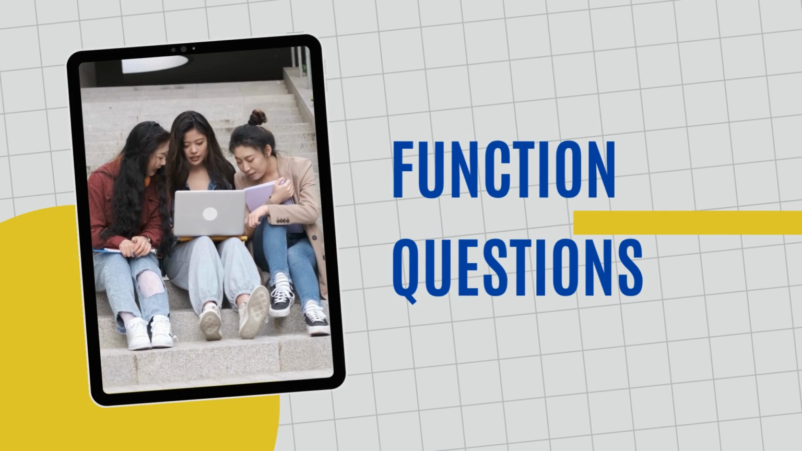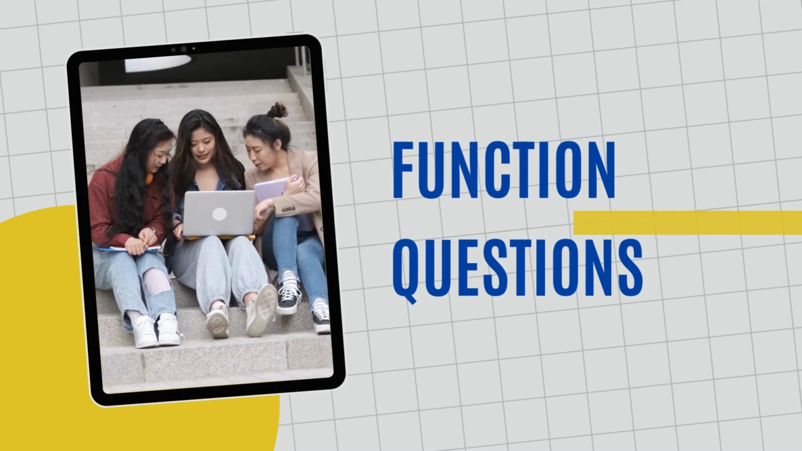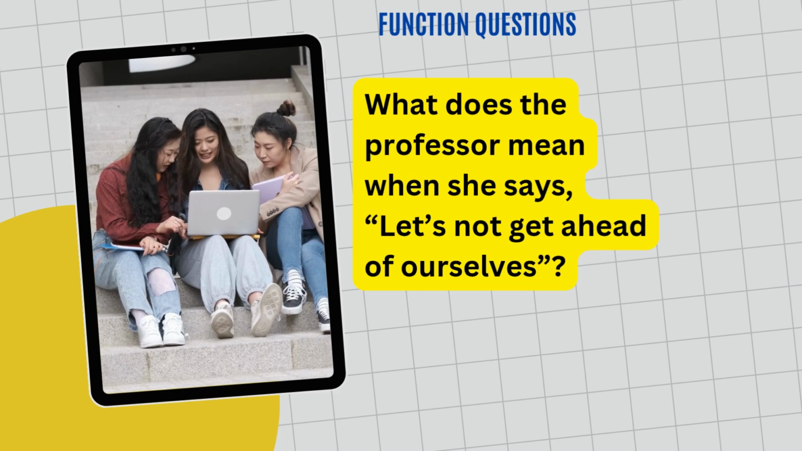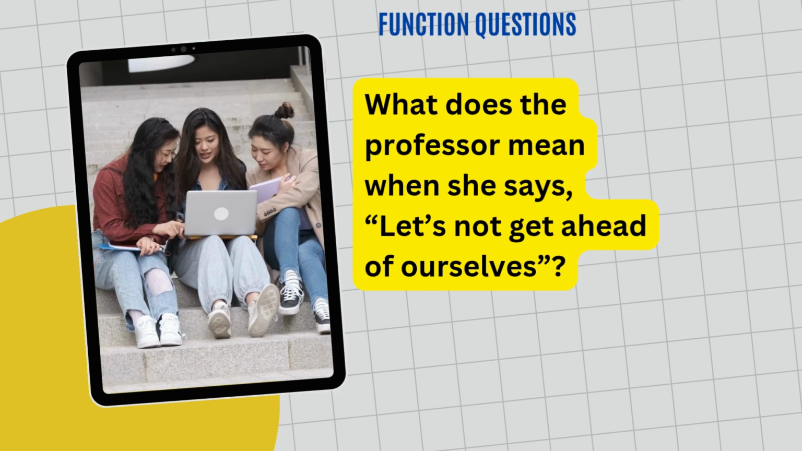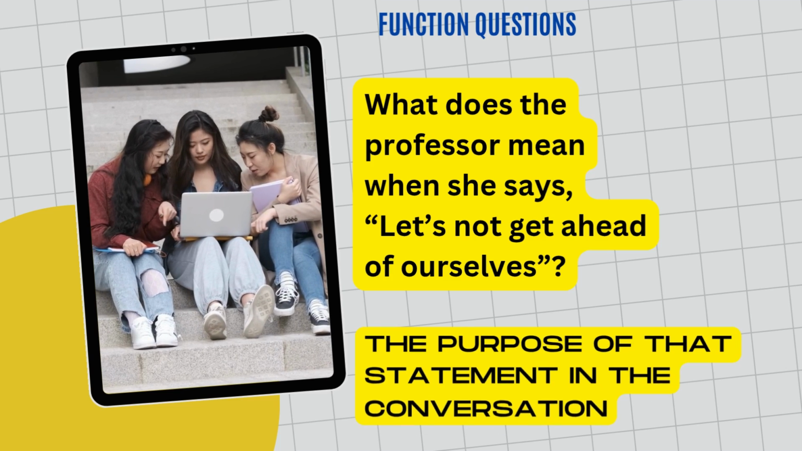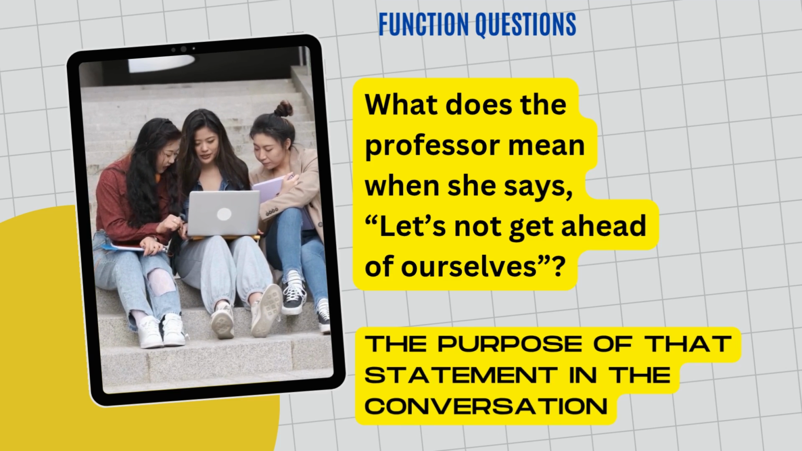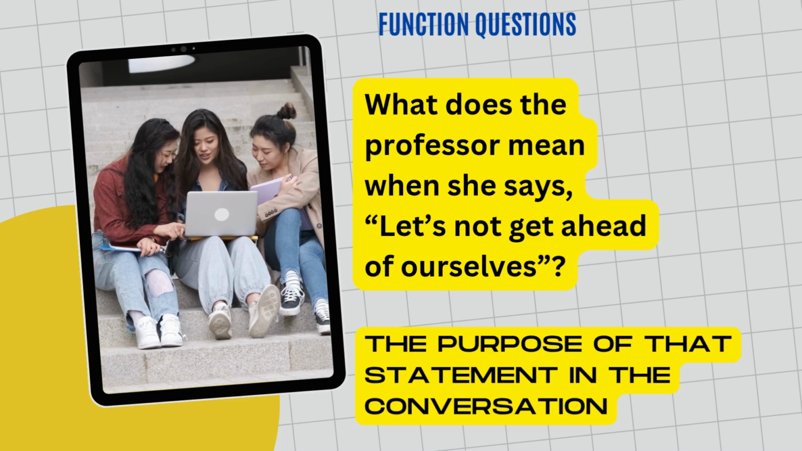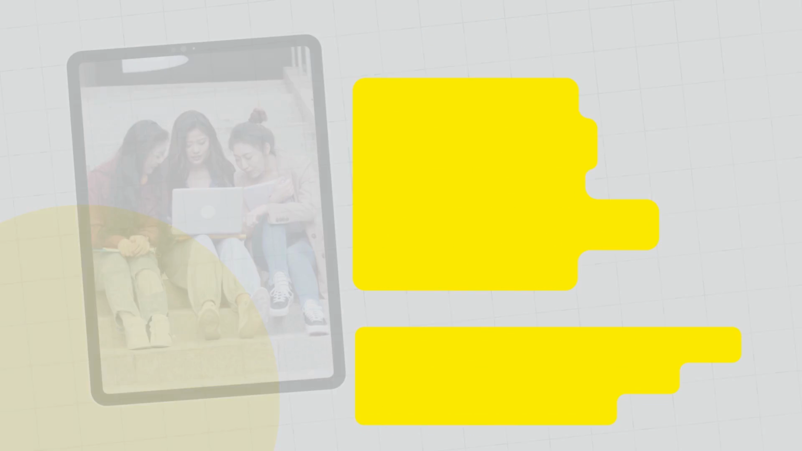Function questions. The question could be something like, what does the professor mean when she says, let's not get ahead of ourselves? What this type of question is asking you to do is figure out why a particular phrase or sentence was used. You need to interpret the purpose of that statement in the conversation.